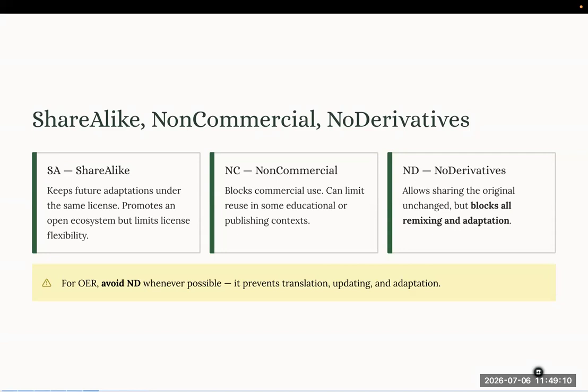ND, non-derivative, like we mentioned, allows sharing, but it blocks all remixing and adaptation. So you could make basically an anthology where separate sections are put together, but you can't remix it in any way. This is not a true OER, but it could be helpful if you're trying to protect specific, more sensitive narratives. Avoid ND whenever possible because it even prevents translation. And that's what we don't want.